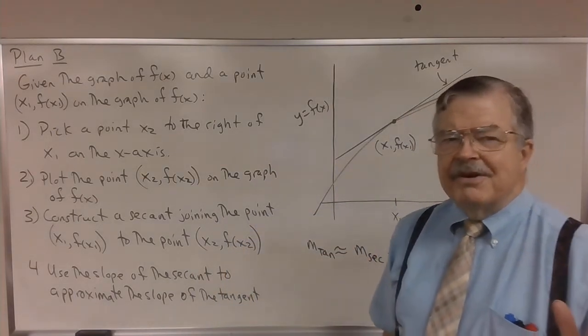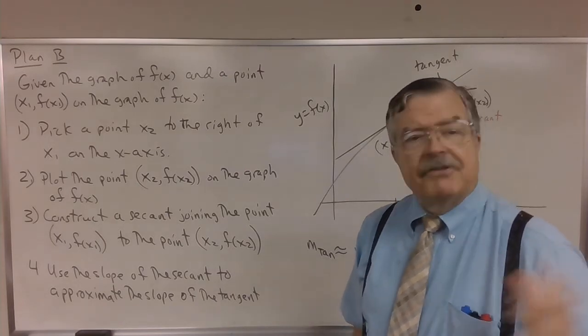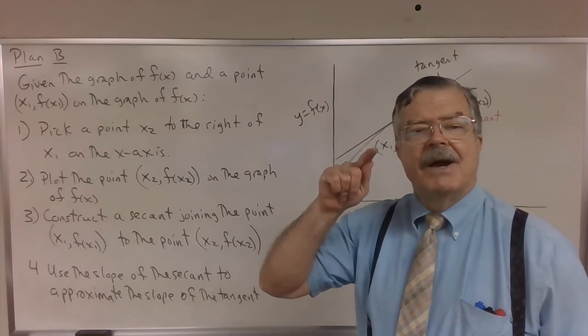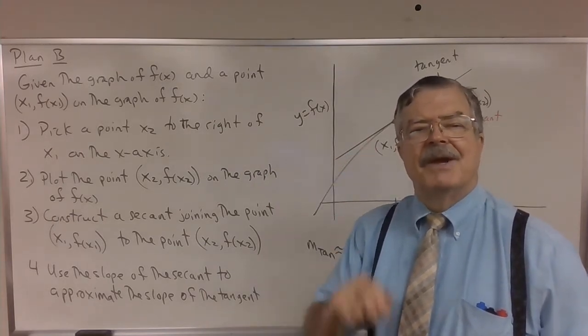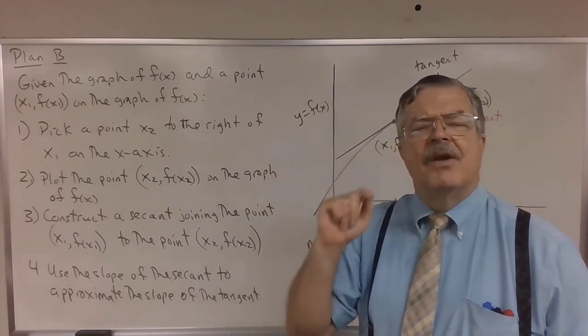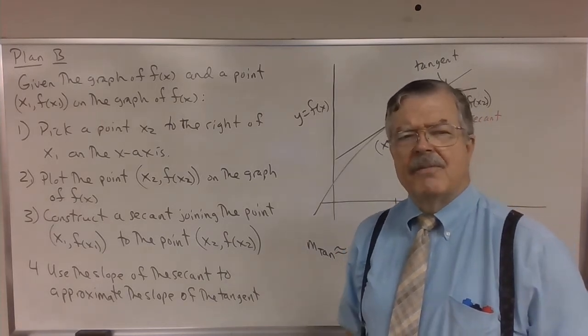And our first attempt, we ran into a brick wall. We thought, let's just use the slope formula: y2 minus y1 over x2 minus x1. Just use the slope formula.